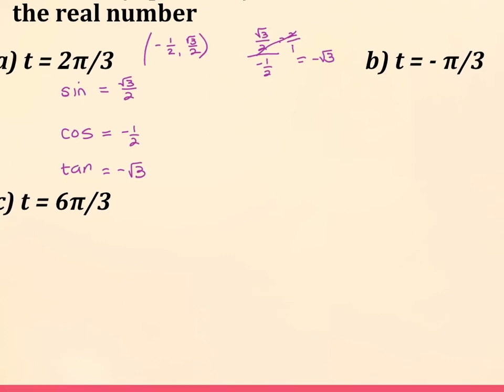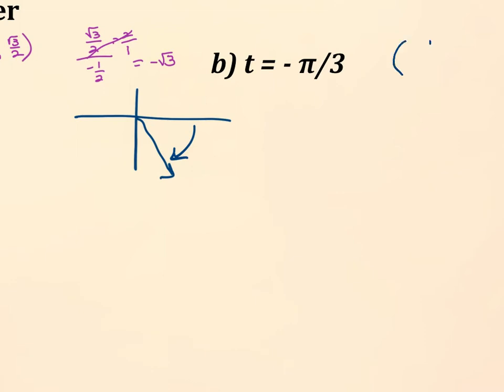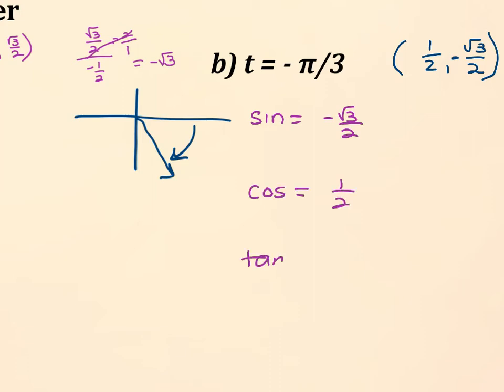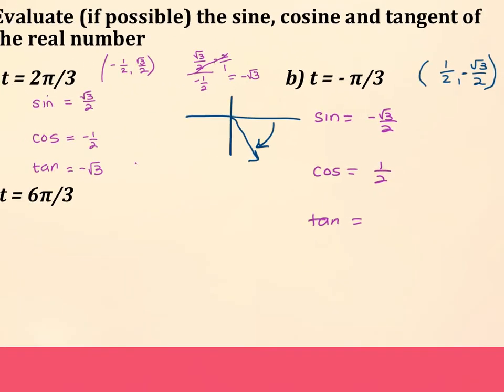B says negative pi over 3. So now my sign is negative, which means I go the other direction. Which quadrant would negative pi over 3 be in? Fourth. The fourth quadrant. It's going to be the first over 3 you hit as you're moving in the negative direction, right? We already know the point, though. It's still 1/2, root 3 over 2. We just got to figure out the signs. If it's in the fourth quadrant, x is positive, y is negative. So my sine is now negative root 3 over 2. My cosine is 1/2. And my tangent, it's still over 3, which means I already have, it's root 3. One's positive, one's negative.